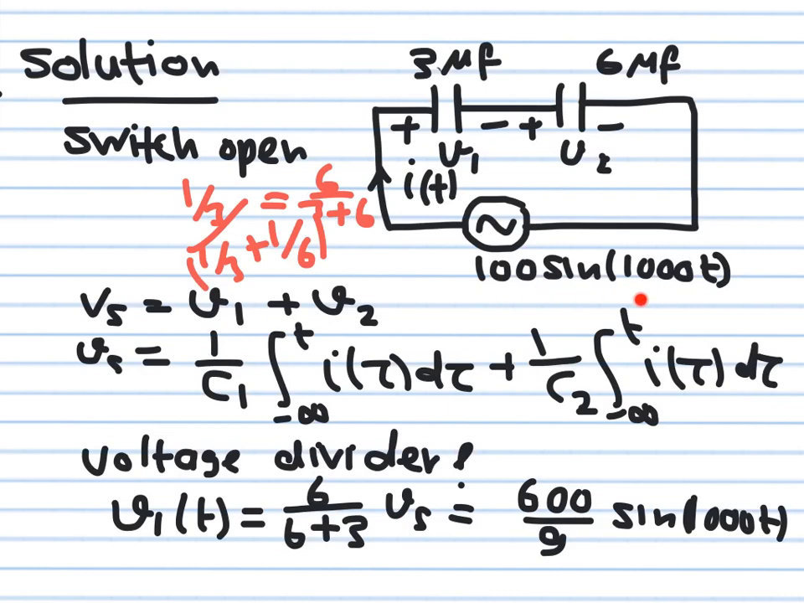This is sinusoidal with time, so this one will be sinusoidal with time, this one will be sinusoidal with time. But KVL will apply at every time step. So if you want to see the voltage between here and here, you will see it's equal to this voltage plus this voltage.